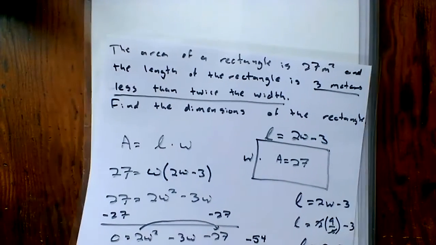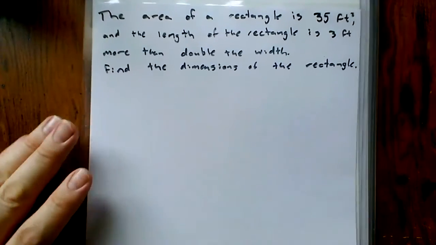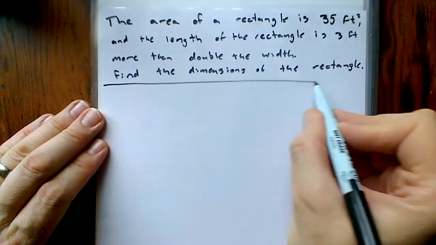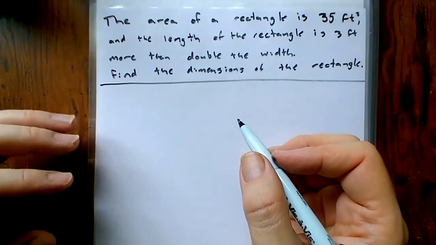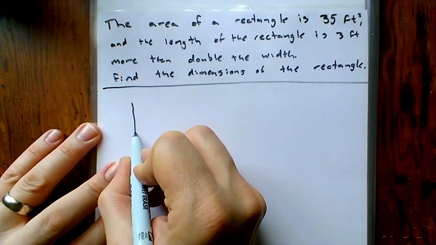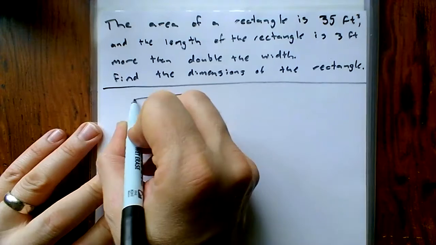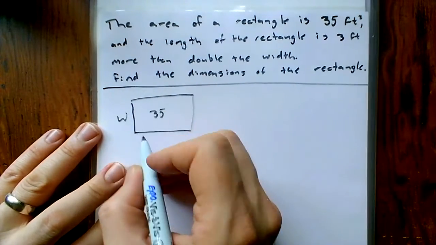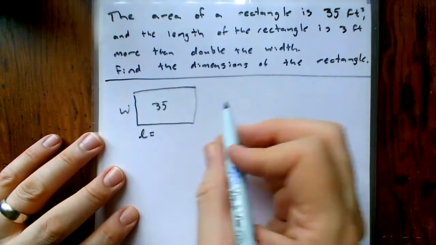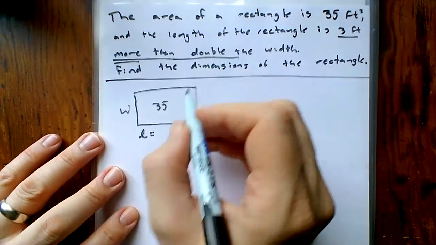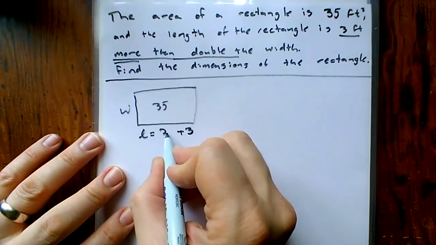Let's do one more, and then I'll leave off. And I've got another rectangle here. The area of a rectangle is 35 square feet. And the length of the rectangle is 3 feet more than double the width. So once again, I've got my rectangle. I know that it's 35 square feet. Got my width here, and my length is 3 feet more than, so this is going to be a plus, double the width. So this is going to be 3 feet more than double the width.